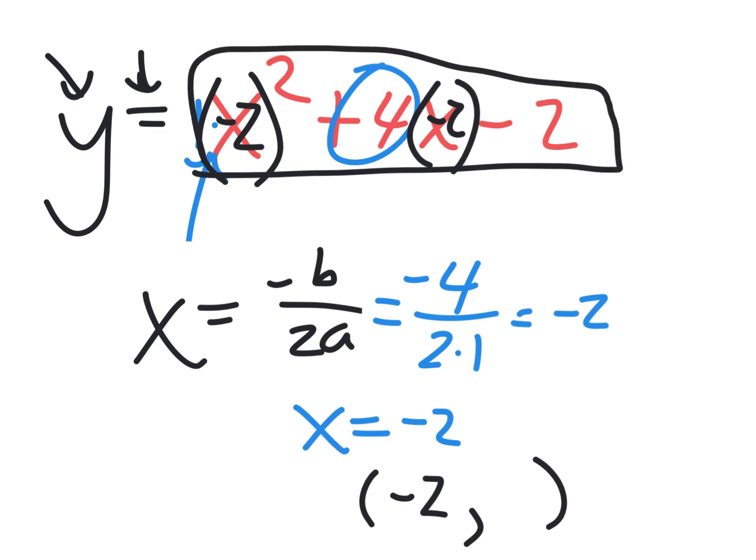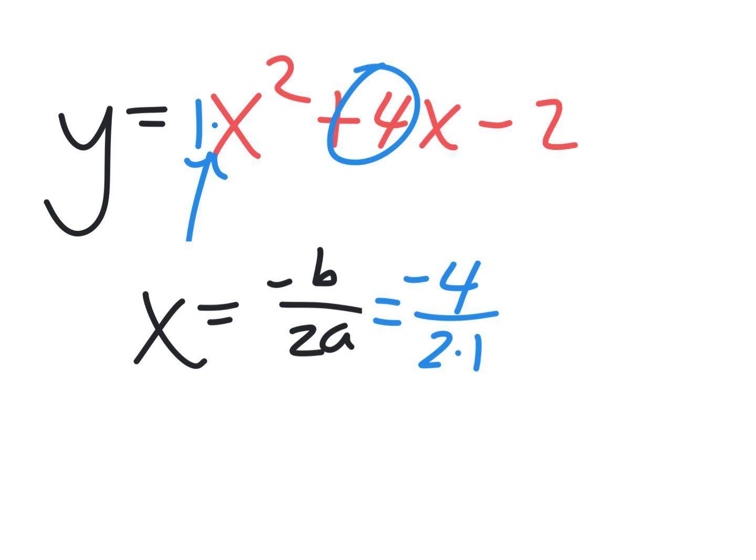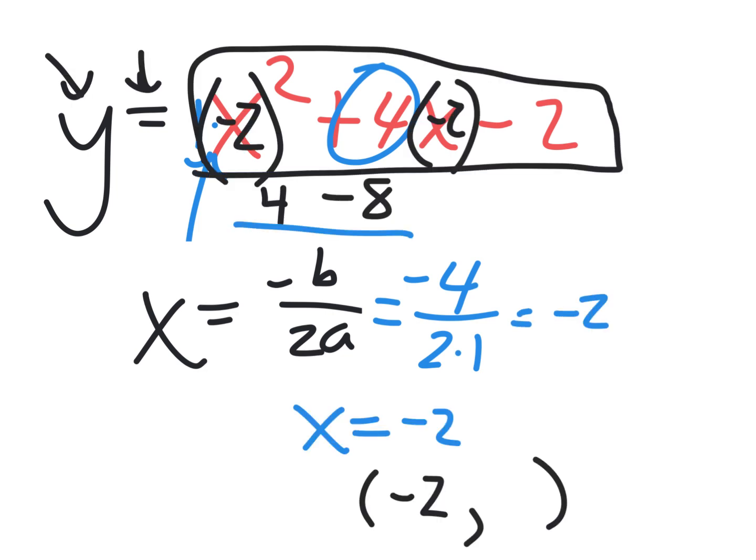Now see how good my math is. Negative 2 squared is 4. And 4 times negative 2 is negative 8. These are always opposites of each other, which is kind of weird, but true. So 4 minus 8 gives you negative 4. Negative 4 minus 2. What's negative 4 minus 2? Negative 6. Did anybody beat me to it? Cool. That's the vertex.